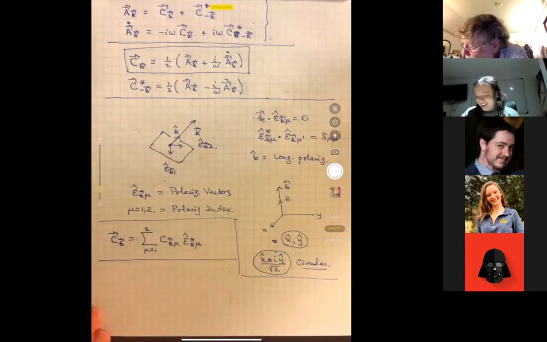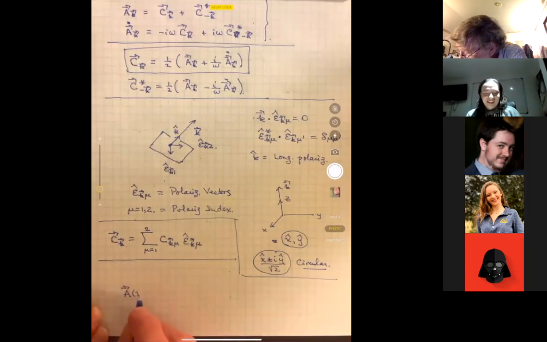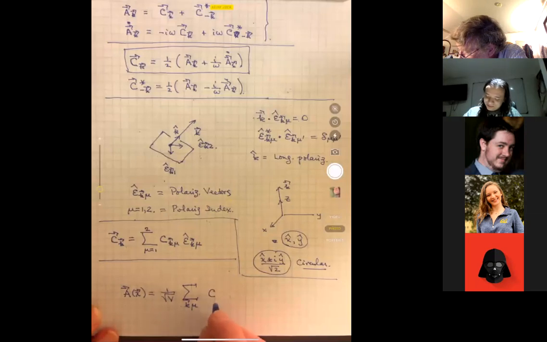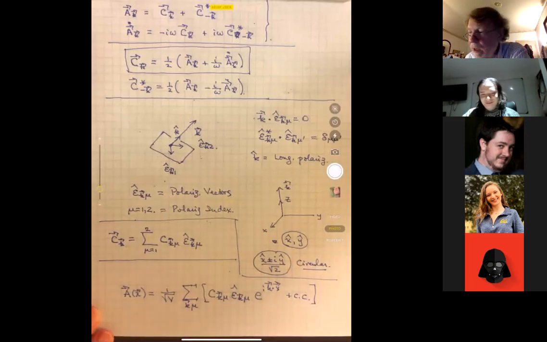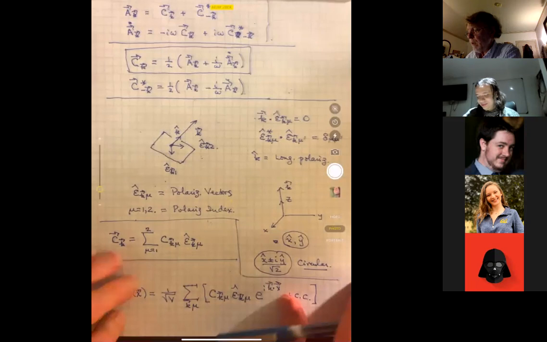All right. Now then, this leads to a representation of the vector potential, which I'll write out, looks like this. A of x is equal to 1 over root volume V, and then we have the sum on both lattice points k as well as polarization index mu. And then we have the c sub k mu, the complex number, times the epsilon hat k mu, times e to the i k dot x, plus complex conjugate. And this is just a simple rewrite of the Fourier series that we've been talking about up to this time.